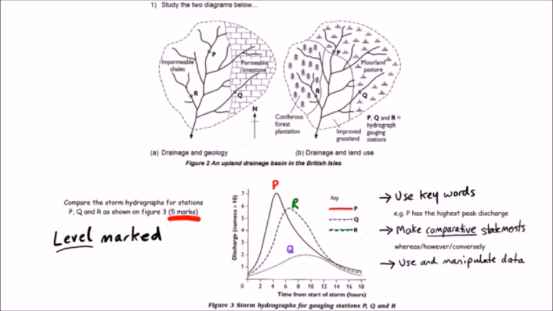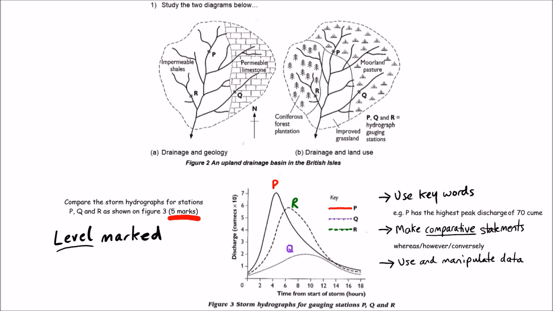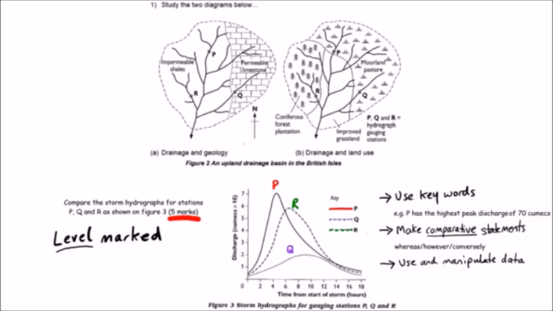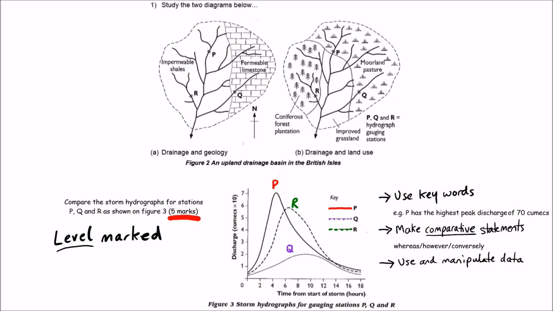So for example, P has the highest peak discharge would be a level 1 statement. In order to make it a level 2 statement, you could add of 70 cumecs, okay? So you see you're adding that little bit more detail, and that's the sort of thing that can push you up to the next level. Now, to give you an example of data manipulation, you could say that Q peaks at only 21 cumecs, more than 3 times lower or less than a third that of station P.